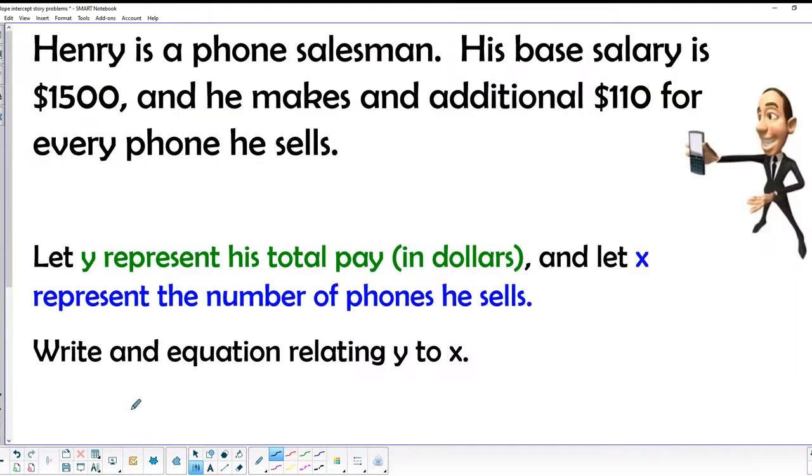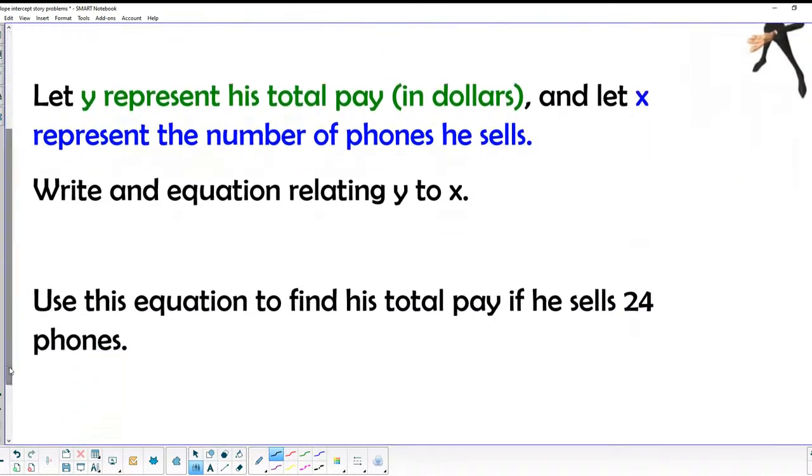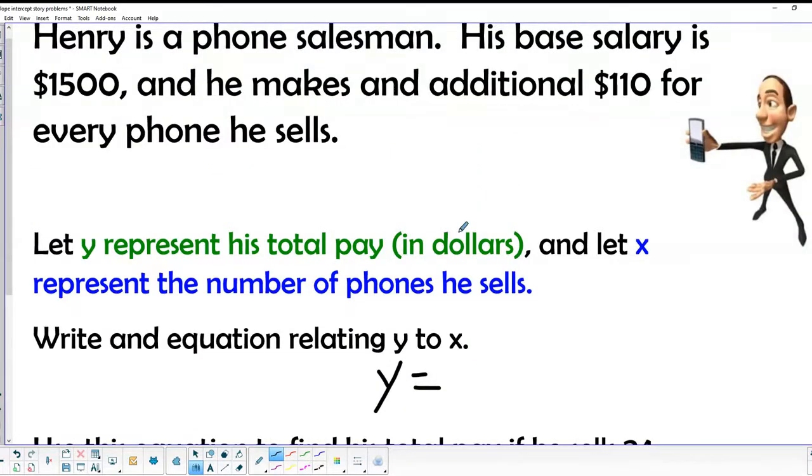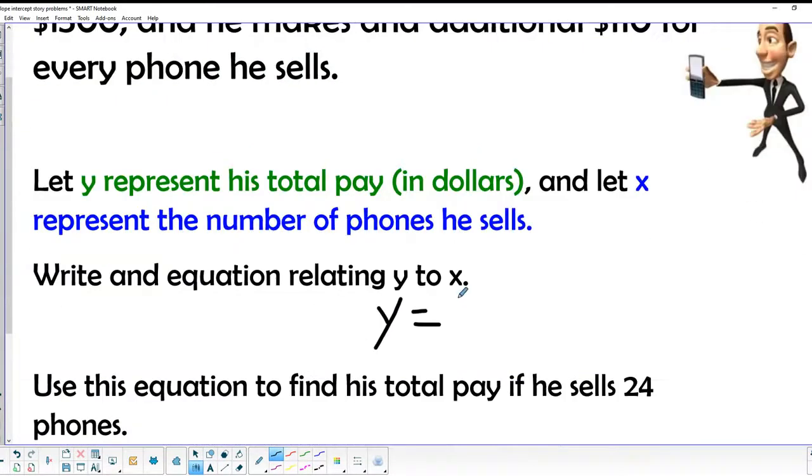All right. So Henry's a phone salesman. His base salary is $1,500, and he makes an additional $110 for every phone he sells. So let Y represent his total pay in dollars, and let X represent the number of phones he sells. So our equation, we're going to move down a little bit, give us a little room. So we're going to write Y equals, keep in mind he makes an additional 110 for each sale, so 110x.